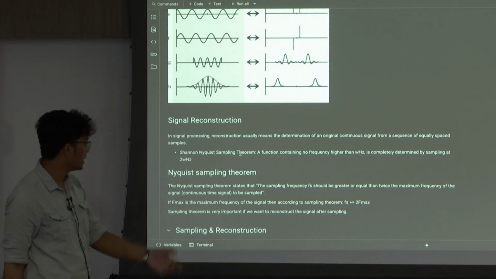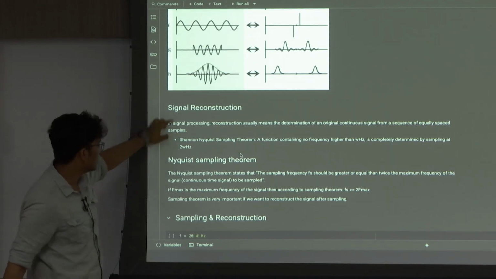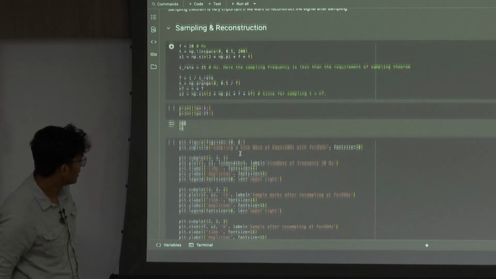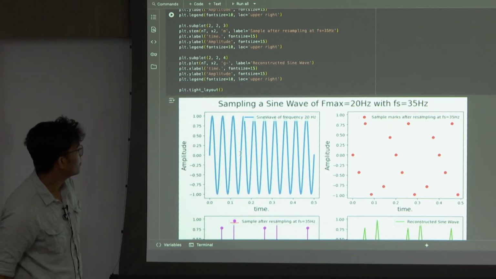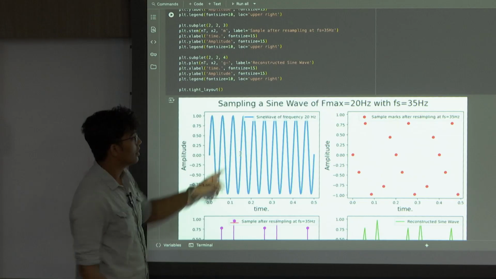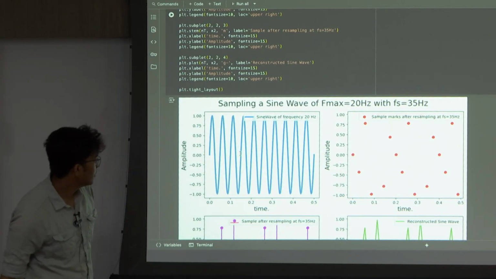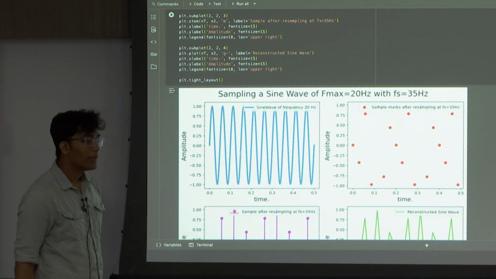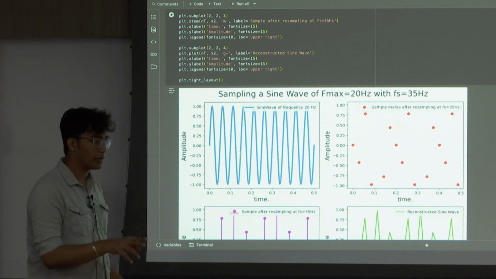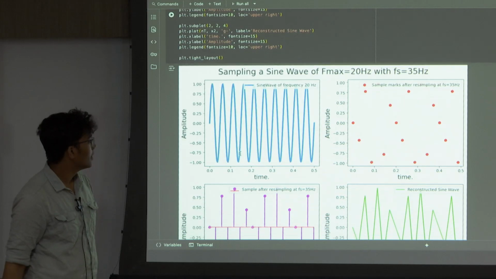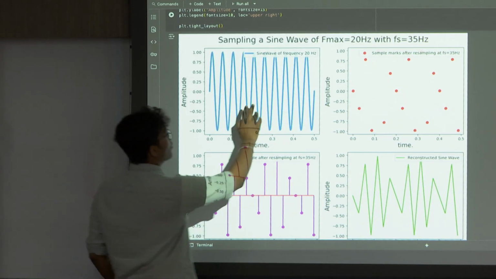Signal reconstruction, which we did today, Nyquist, and this. A sine wave with f max is 20 and fs is 30. So what will we get? But this is for you, you can tweak around. What was we doing?